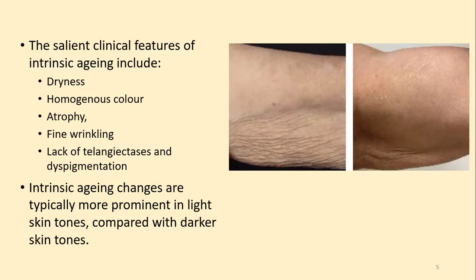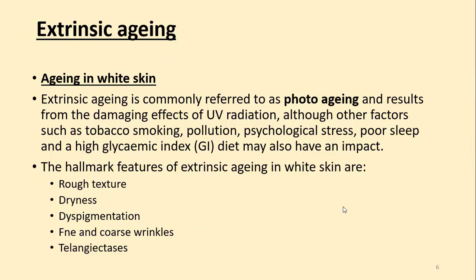Dryness, atrophy, and fine wrinklings are the three features which are common in both intrinsic and extrinsic aging, while dyspigmentation and telangiectasias are not seen in intrinsic but seen in extrinsic aging, as I will describe further. The intrinsic changes are typically more prominent in light skin tones compared to the skin of color.